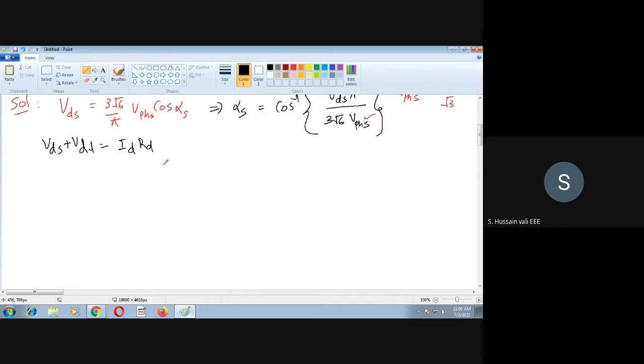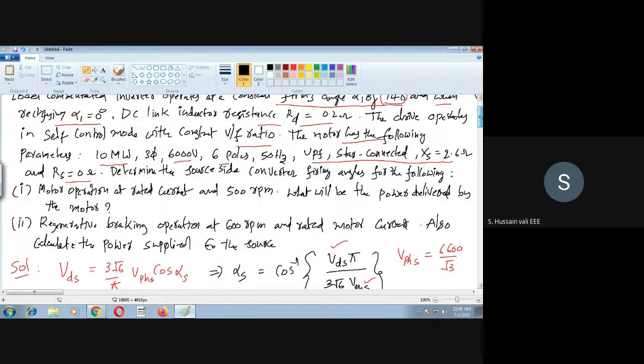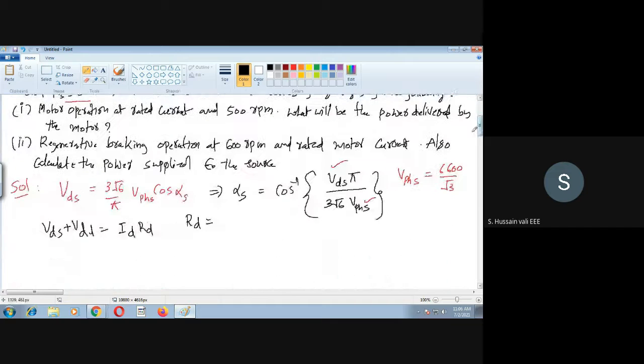See this now. Here RD value he has given in the problem. RD is equal to, somewhere he has given in the problem, 0.2. Because what exactly we are trying now, we are trying to find out VDS. So RD we know, then we will find out ID. What is ID now? I need to know what is ID. I need to know what is VDL. So if you know these two things, then we can find out VDS. We substitute the VDS here, then that's it. We got the answer for alpha S.